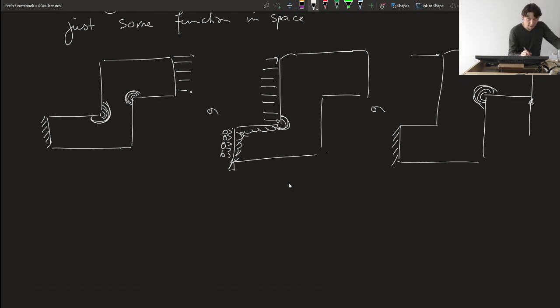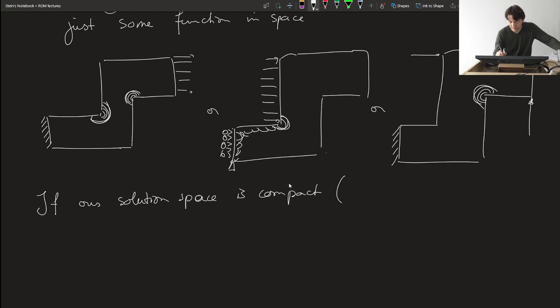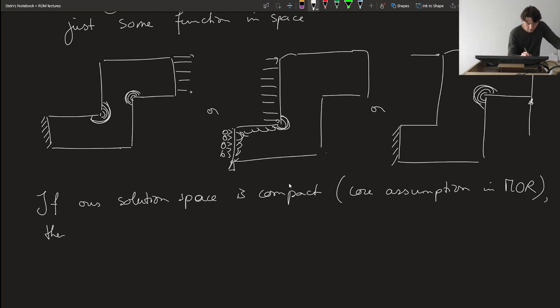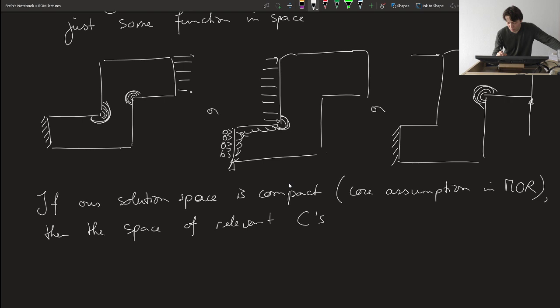Yeah, so the point I'm trying to make is that if our solution space is compact, which is a core assumption in the whole model reduction process, then the space of relevant fields of stiffnesses, relevant C's, might be even more compact.